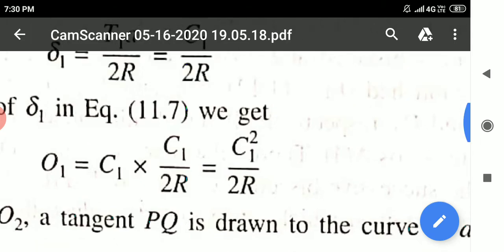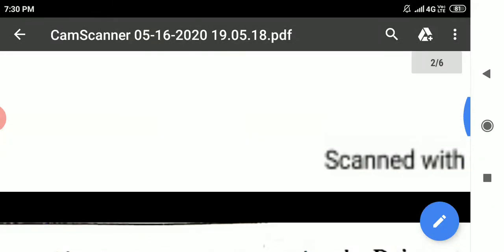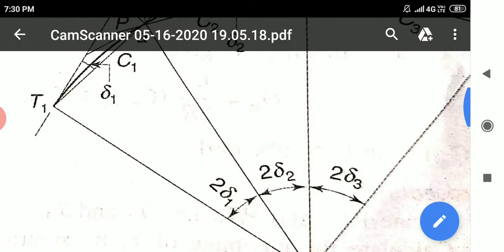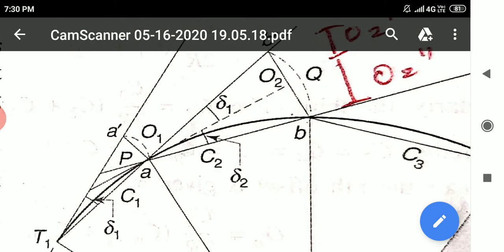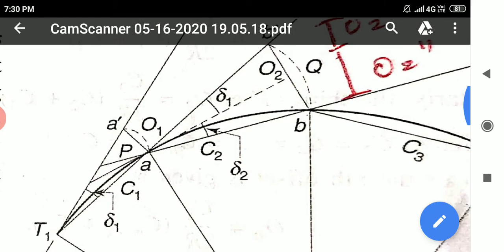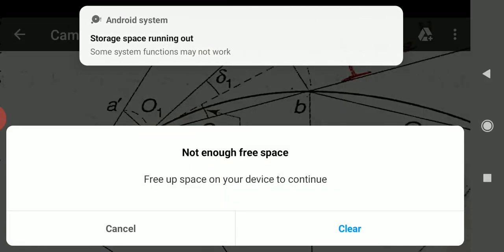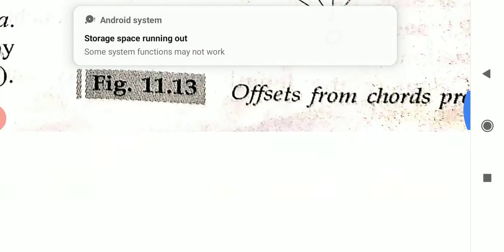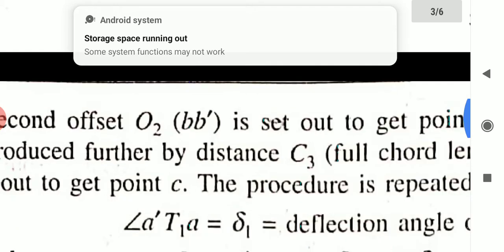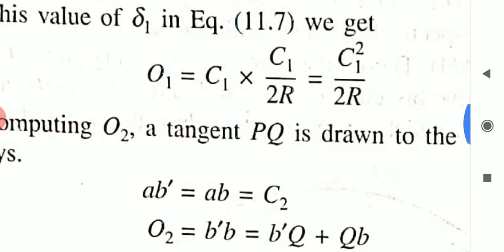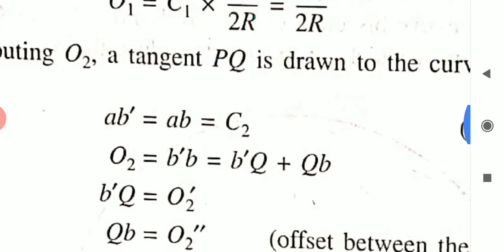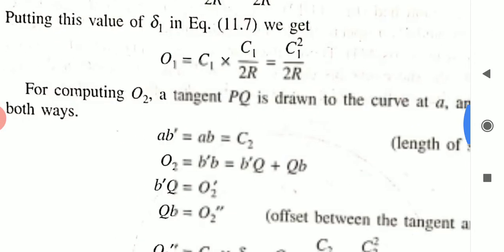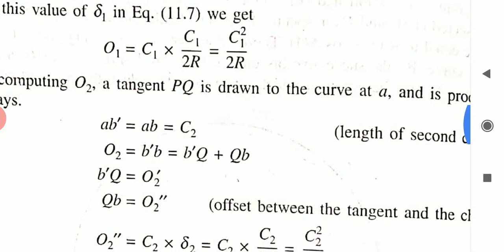Once you check, O1 equals C1 into C1 by 2R. Where is it? See here: O1 equals C1 into C1 by 2R. That is nothing but C1 square divided by 2R. Next, for computing O2, tangent PQ is drawn.